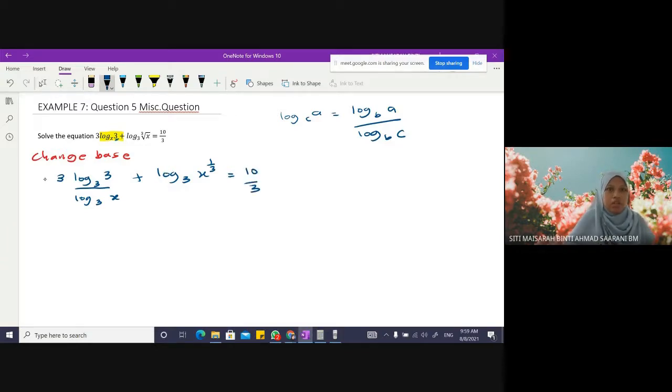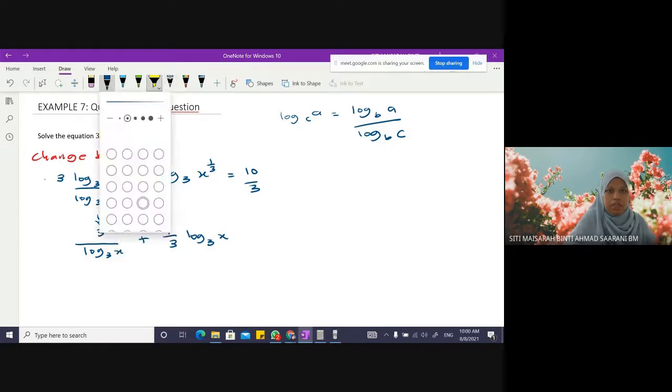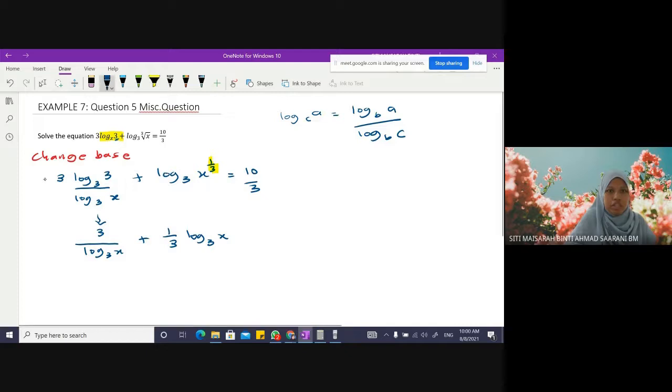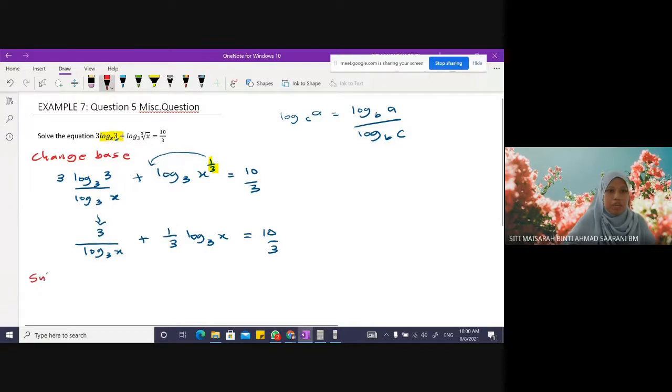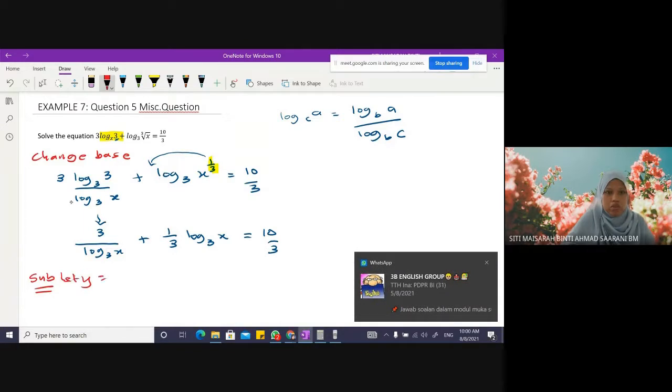Okay, now this one we can change to 3 over log base 3 of x plus 1/3 log base 3 of x. We can bring this 1/3 power to the front, equals 10/3. Okay, and then we can use substitution. You can choose any alphabet. Let's say I choose y. Let y equal log base 3 of x.